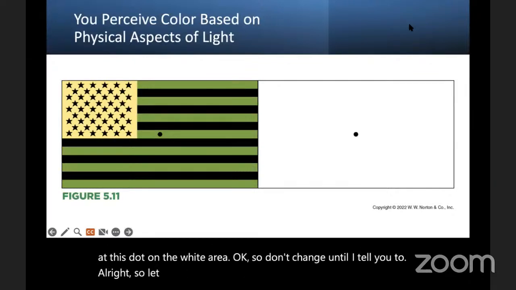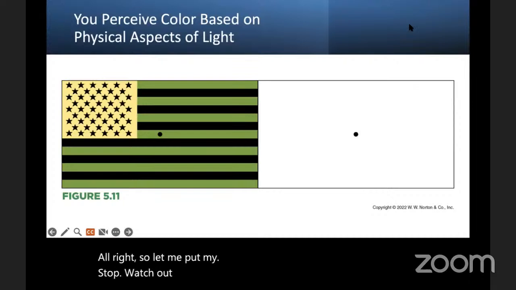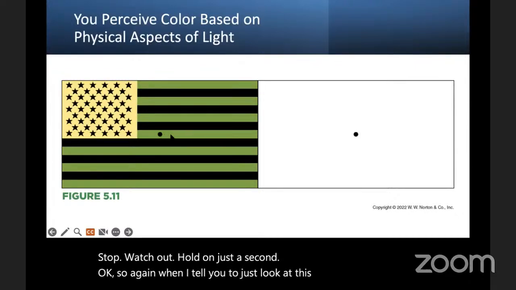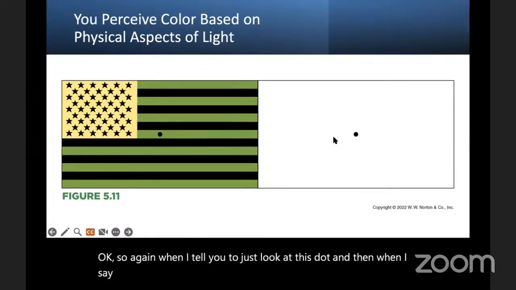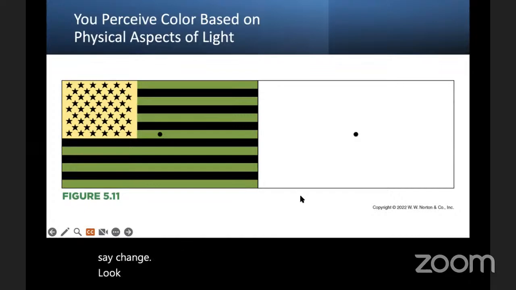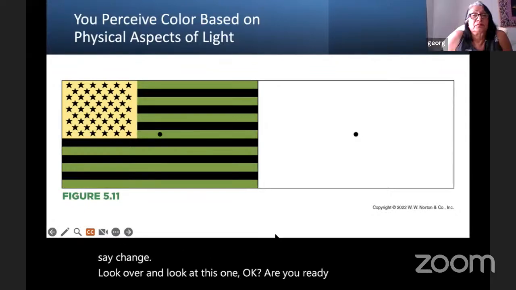So let me put my stopwatch up. Hold on just a second. Okay, so again, when I tell you to just look at this dot, and then when I say change, look over and look at this one. So are we ready? Start.